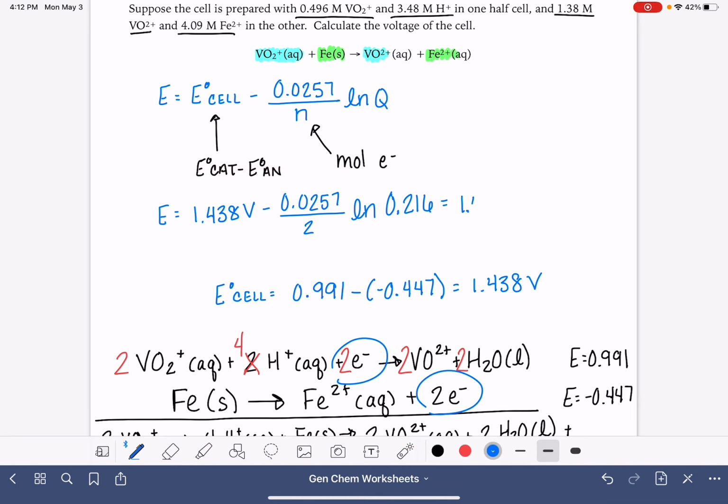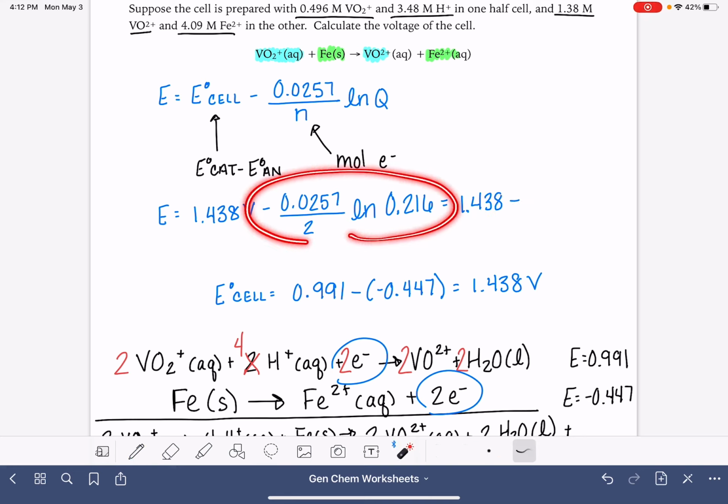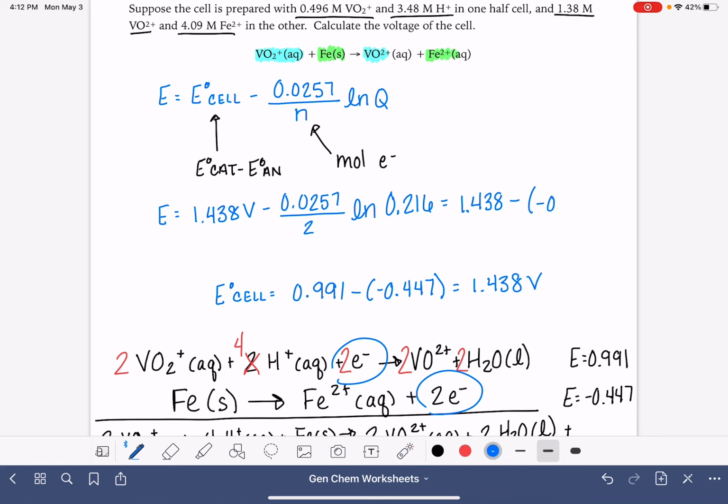I'm going to leave the 1.438 volts part alone to start, and I'm just going to solve this side right here. I'm going to take the natural log of my Q, and then multiply that by 0.0257 divided by 2. And this gives me a negative 0.0197. And then I can just finish this, 1.438 minus the negative 0.0197. This gives me a voltage of 1.458.